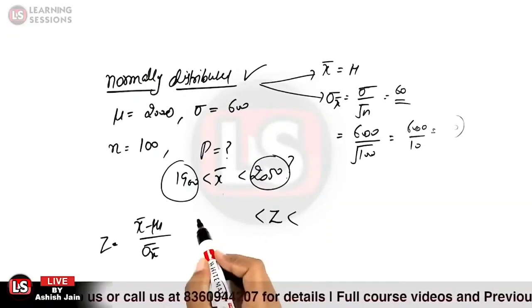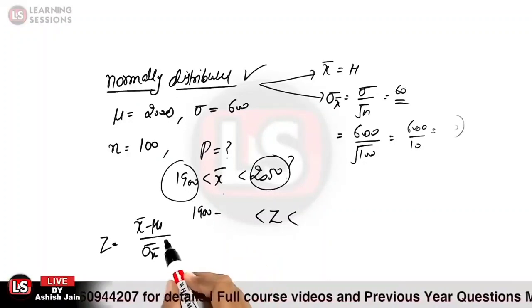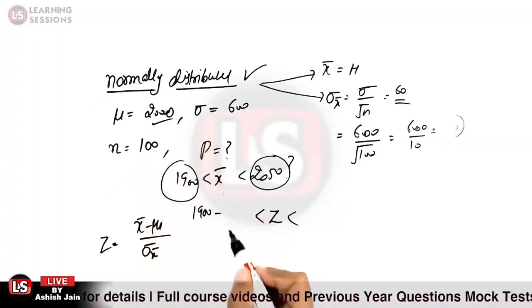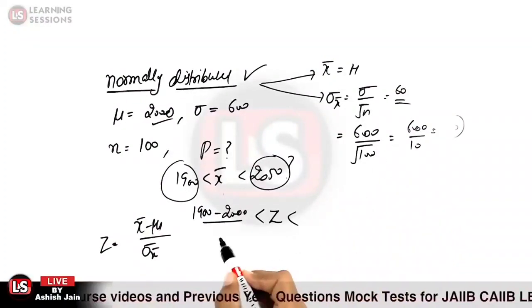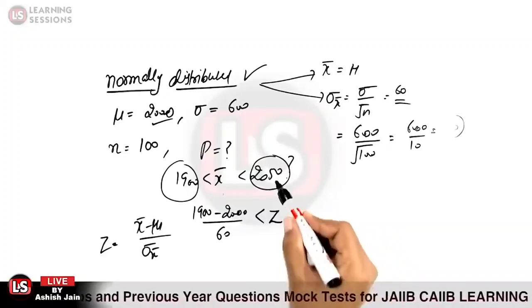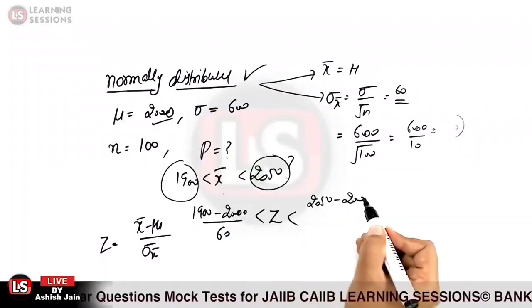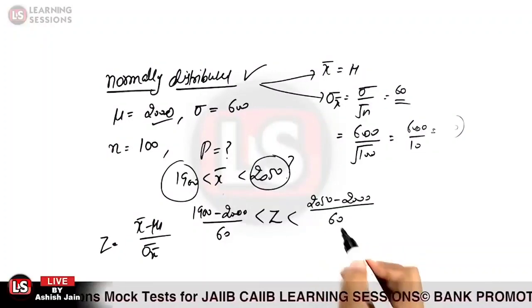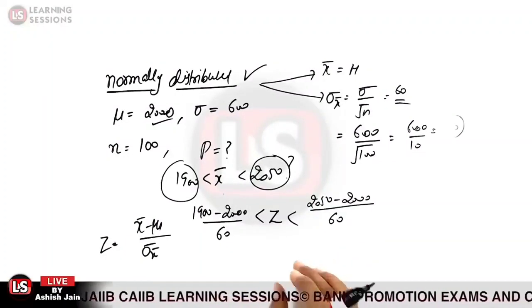So x bar is 1900 for the first case, minus mu. Mu is basically 2000 here, and sigma x bar we calculated, it is 60. And for the second case, x bar is equal to 2050, minus 2000, further divided by 60. Okay, now we'll be solving this.